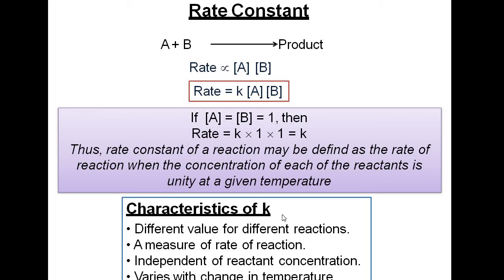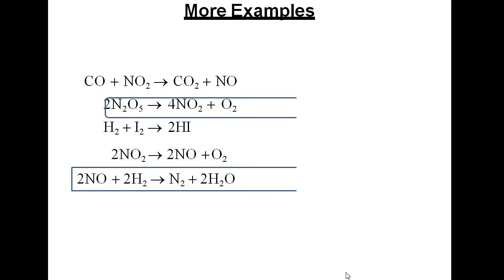Some characteristics of K. It has a different value for different reactions. It is a measure of rate of reaction because it is proportional to rate. It is independent of reactant concentration and it varies with change in temperature. These are some reactions. You can write down the rate equation for these.